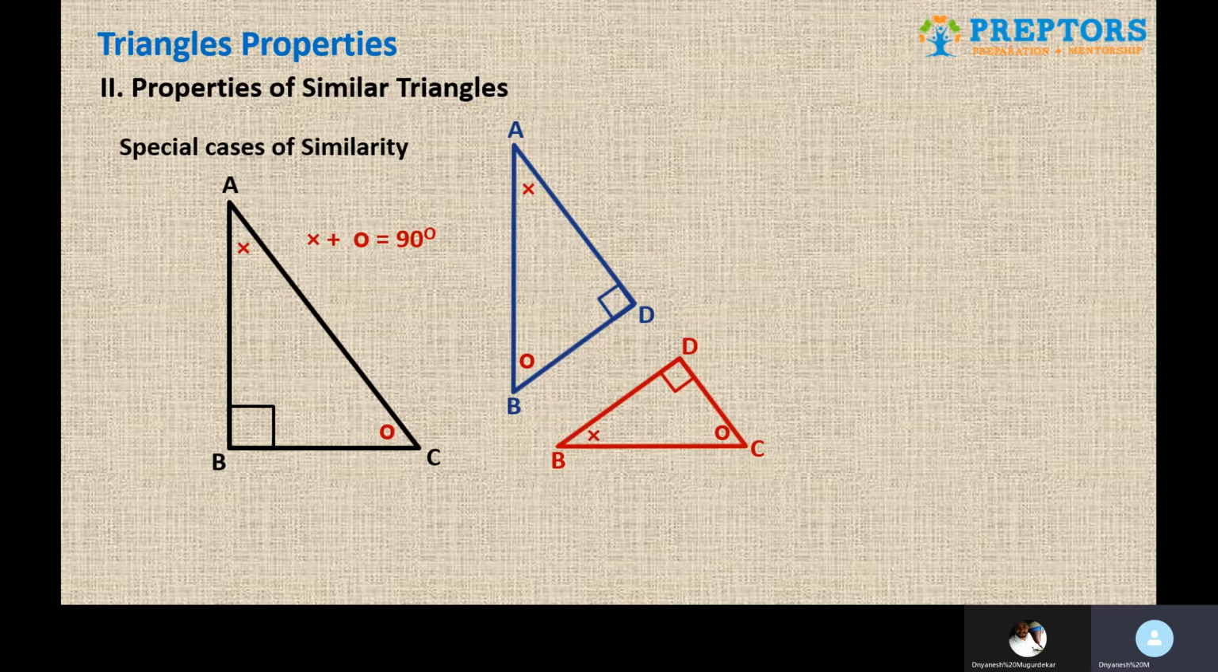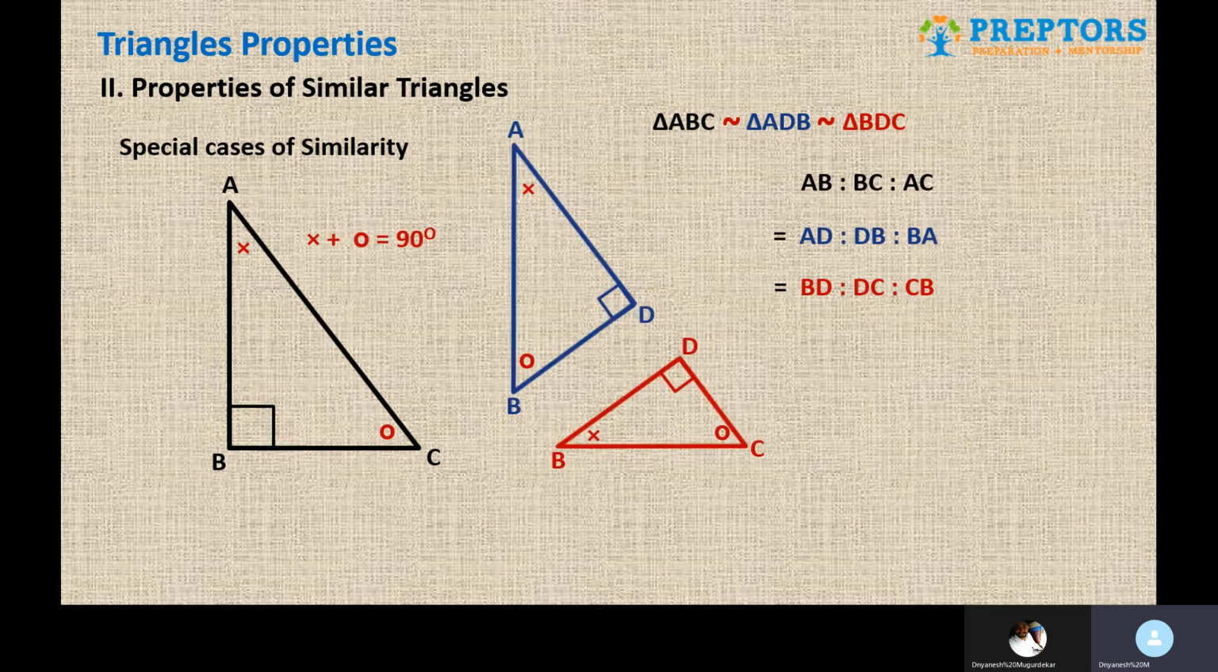And again, this is all required for the naming of the sequence correctly. So again, when you name it, if you say cross 90 degree O, that is ABC. If you name the original triangle like that, the same has to be followed in the other two as well, which will be ADB and BDC. Again, once the triangles are similar, you can write their ratios. So AB is to BC is to AC is equal to AD is to DB is to BA is equal to BD is to DC is to CB. The ratio of the sides is the same. So these are the special three cases of similarity.